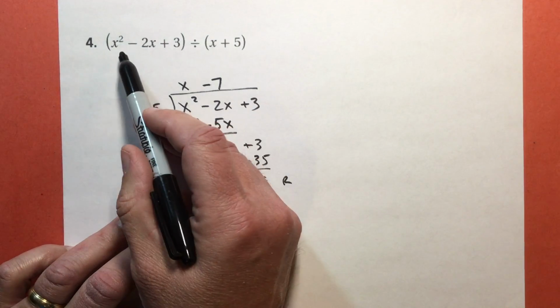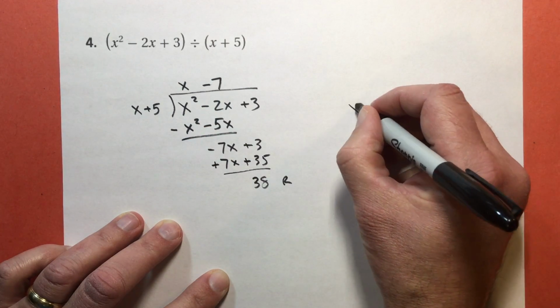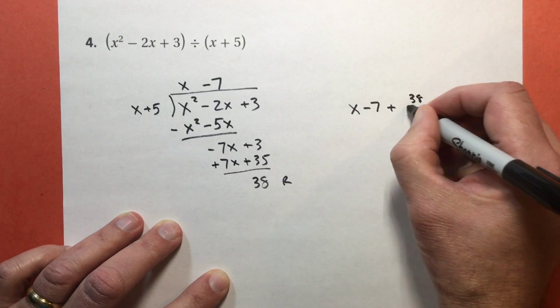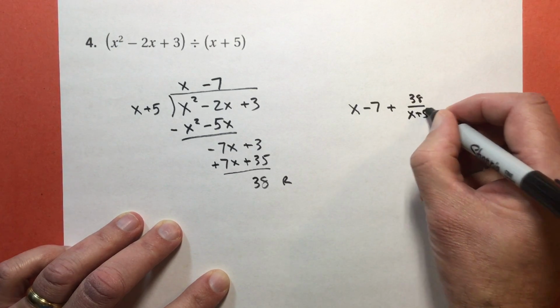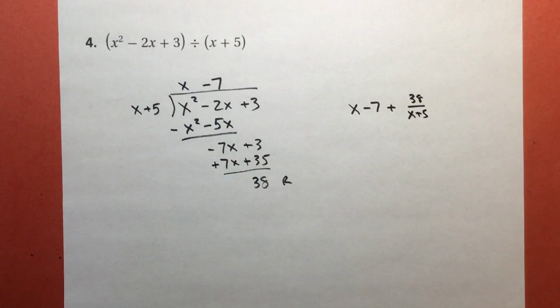So when I take x squared, subtract 2x plus 3, and divide by x plus 5, I get x subtract 7 plus 38 over x plus 5. That's that remainder 38 still being divided by x plus 5. And if you want to try to do this one with synthetic division to see if it's the same, go for it. We'll see you in the next video.